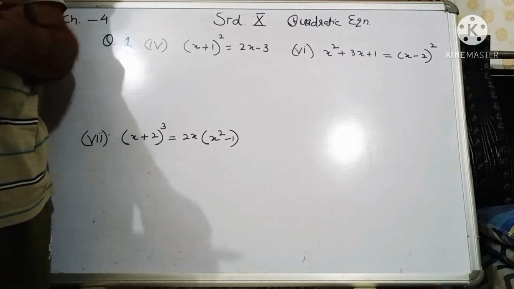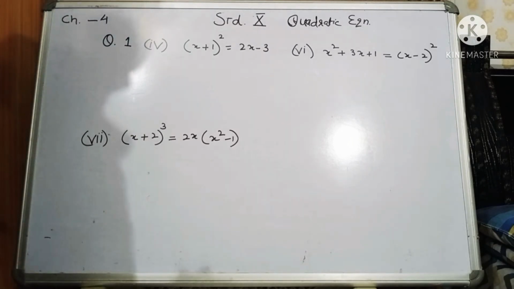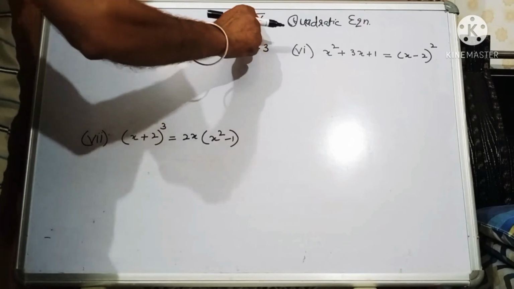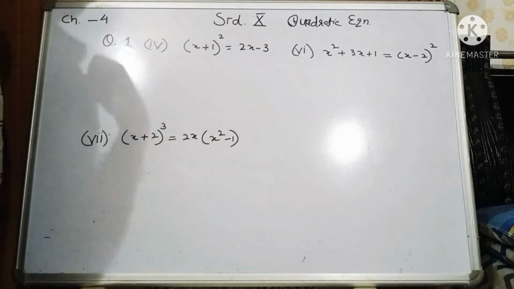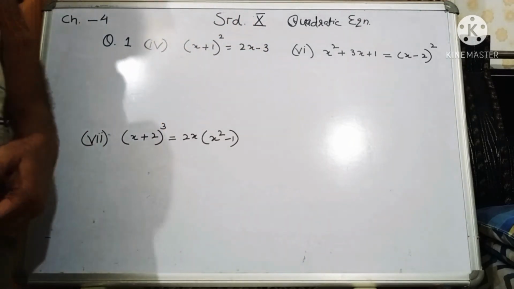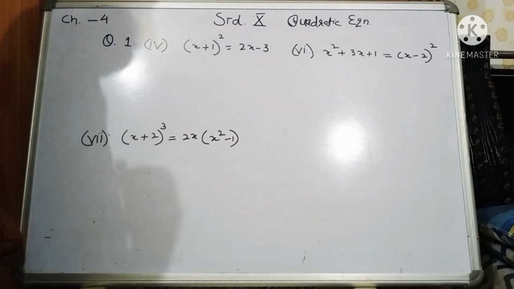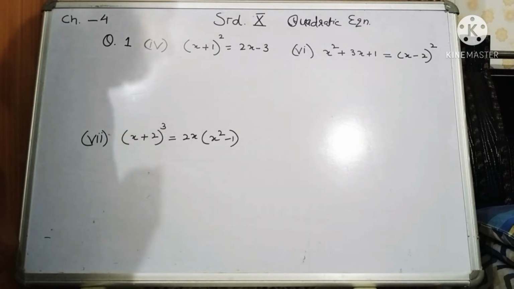Today in this video we will do the fourth chapter, quadratic equation, of standard 10th, BSEB and NCERT. First of all, what is an equation? When an expression is equated to something, that is, there is a sign of equality, that is called an equation.